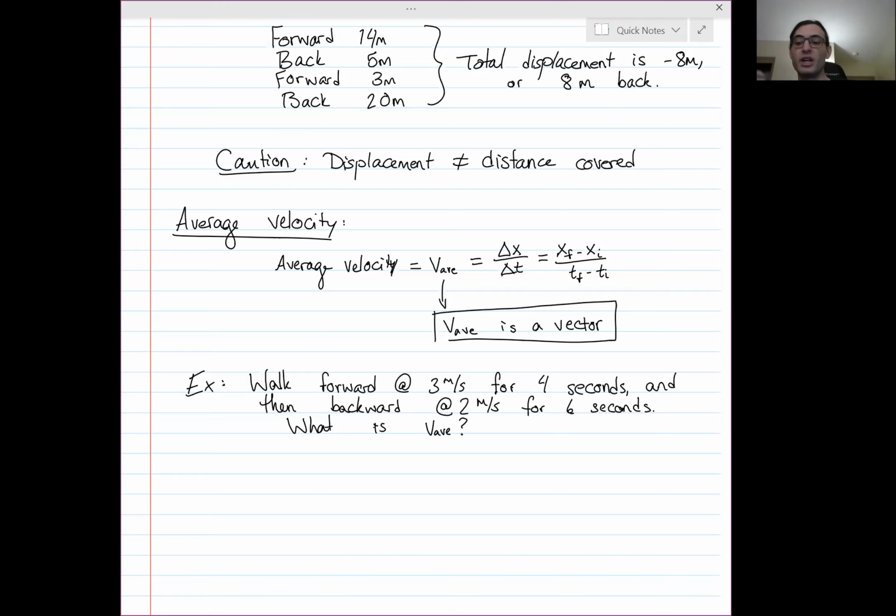So in this case, we travel forward for 4 seconds, going 3 meters per second. You guys should have this intuition. This means that you would go forward 12 meters. Then you go backwards at 2 meters per second for 6 seconds, and so you'd multiply 2 by 6, and you would get 12 meters backwards. So the total displacement here is 0 meters.